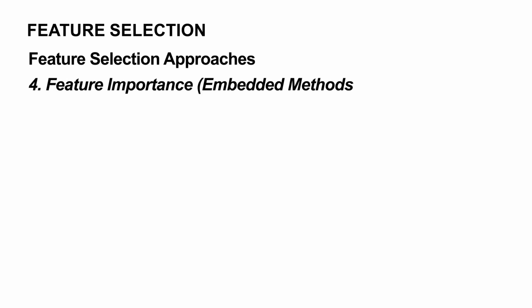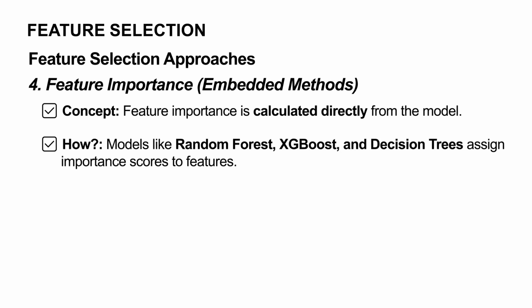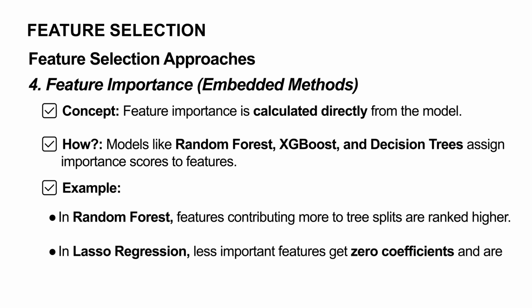4. Feature importance, embedded methods. Concept. Feature importance is calculated directly from the model. How? Models like random forest, XGBoost, and decision trees assign importance scores to features. Example. In random forest, features contributing more to tree splits are ranked higher. In lasso regression, less important features get 0 coefficients and are removed.